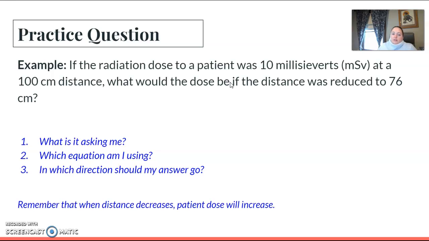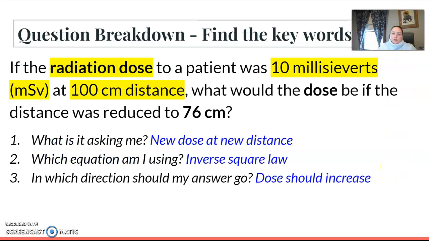Anytime you hit a question like this, you should simply stop for a second and say, what is this question asking me? Is there an equation I'm supposed to use, or can I just figure it out on my own? And which direction should my answer go? Should I increase or should I decrease? Well, this question is asking us about a dose with new distances. Anytime the distance is smaller, my dose is going to go up because I'm closer to the source.